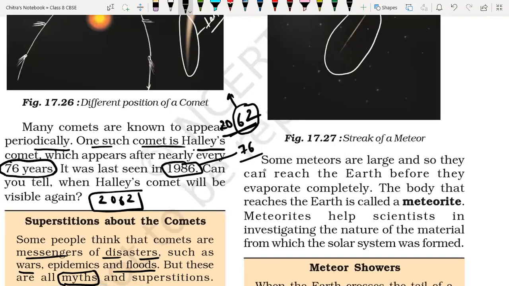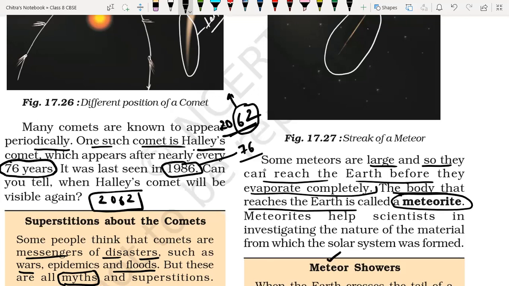Okay, everyone. Some meteors are large, so they can reach the earth before they evaporate completely. Due to the atmospheric friction, most become very small and disappear. But if the size of the meteor is very large, before evaporating completely in the atmosphere, it falls on the earth's surface. The remaining part which falls on the earth's surface is called a meteorite. So I hope you have understood meteor and meteorite. A meteor disappears completely in the atmosphere, and if it does not, then the part of it that reaches the earth's surface is called a meteorite.